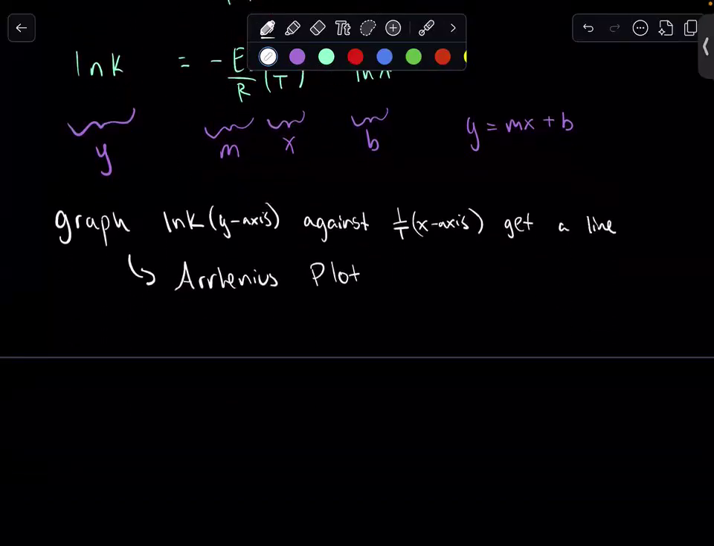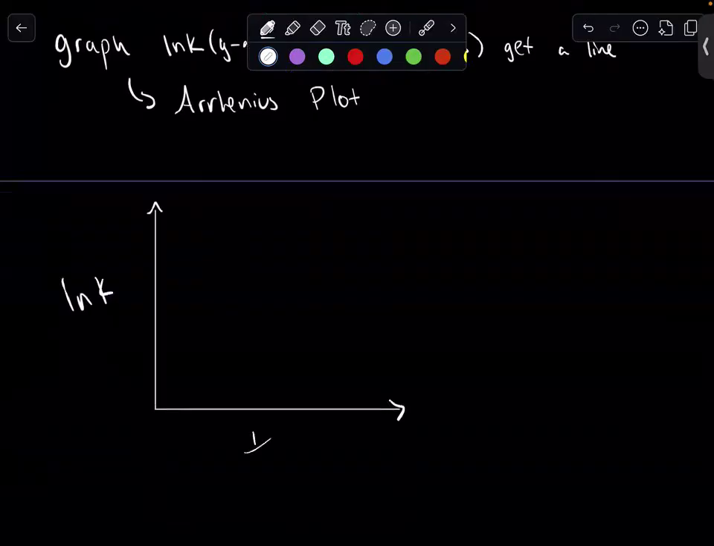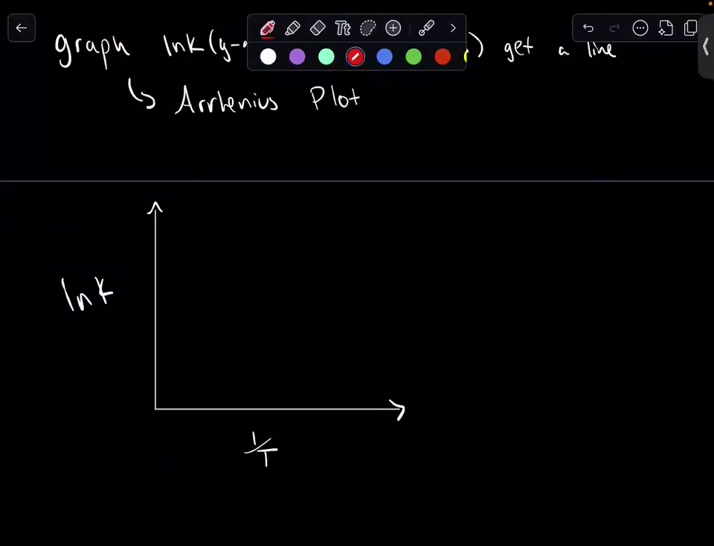So when we do that, we can explore this graph right here. This is ln of k. This is 1 over T. And we will get a line with a negative slope. We can see from the slope that the gradient is equal to negative Ea divided by R. So this is a representation of our activation energy.